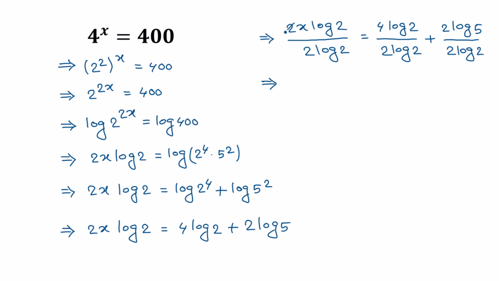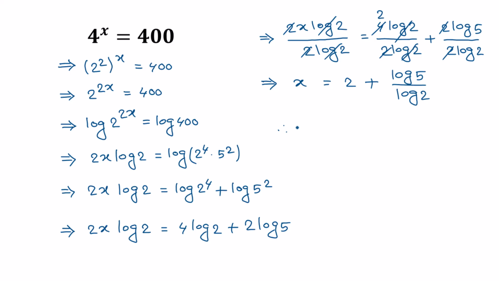Now the 2 and 2 will cancel, and log of 2 will cancel, and it will remain x is equal to, from the right side, log of 2 and log of 2 will cancel, and 4 divided by 2 remains 2. So this is 2, plus in this term the 2 and 2 will cancel, and it will be log of 5 divided by log of 2.